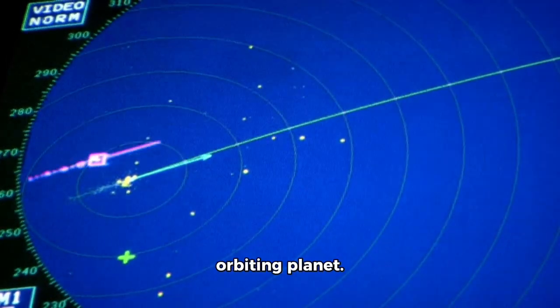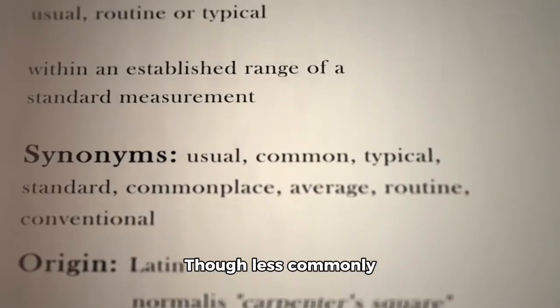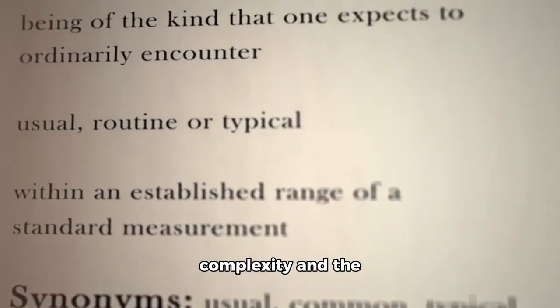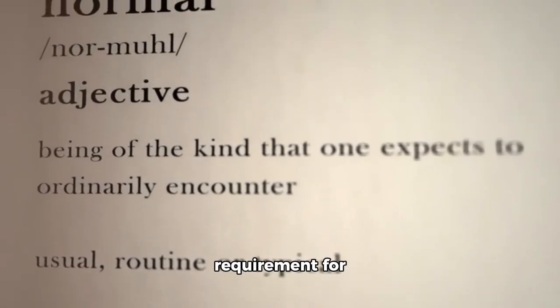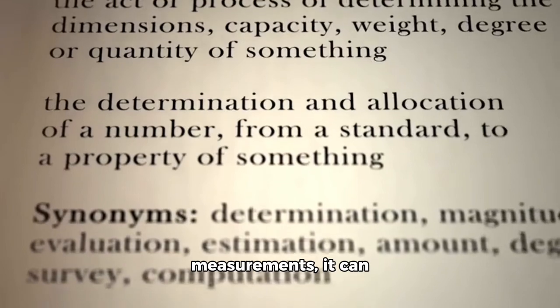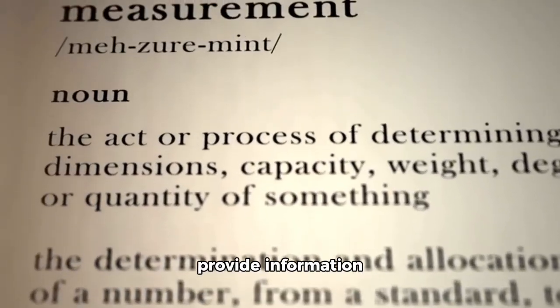5. Astrometry. This technique involves precise measurements of a star's position in the sky to detect slight wobbles caused by an orbiting planet. Though less commonly used due to its complexity and the requirement for extremely precise measurements, it can provide information about the planet's mass and orbit.